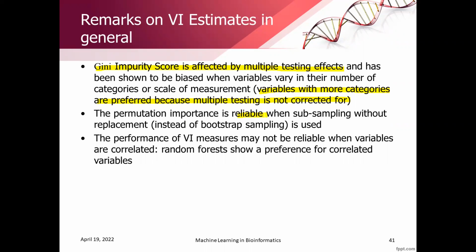So not the bootstrapping as it was in bagging, but if we select just a subset of the training set without replacement, then these training sets are more independent, and this improves the estimates of the importance. And the most important point at the end: the problem is attributes which are correlated.